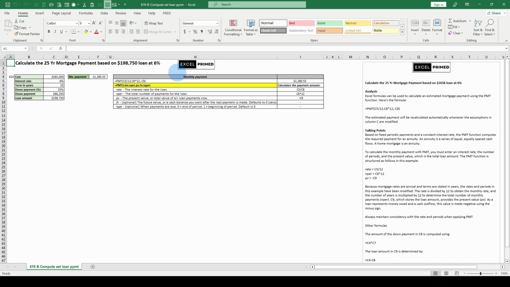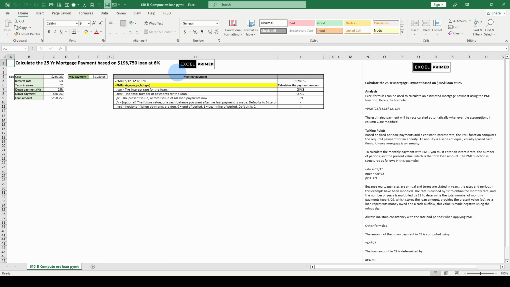You can look at it from a present value point of view or a future value. This is the cost, $265,000. The interest rate is 6%. The term is 25 years. Down payment 25%. The loan amount is $198,750. Monthly payment is $1,280.55. What is it? All we're saying is, what's the future value of this thing?